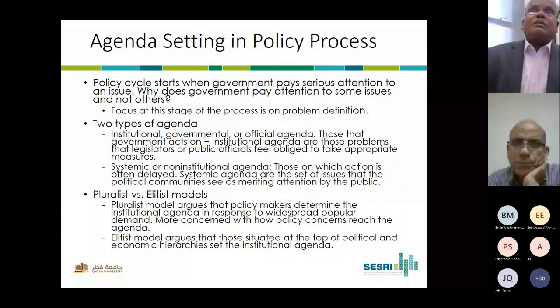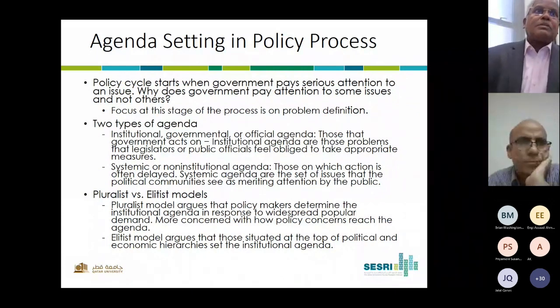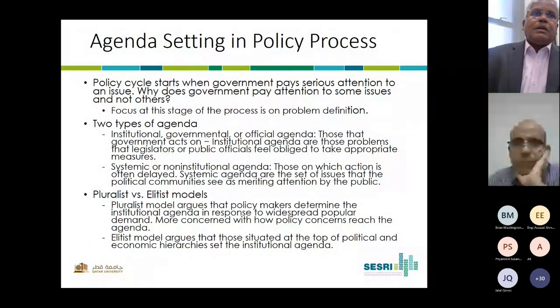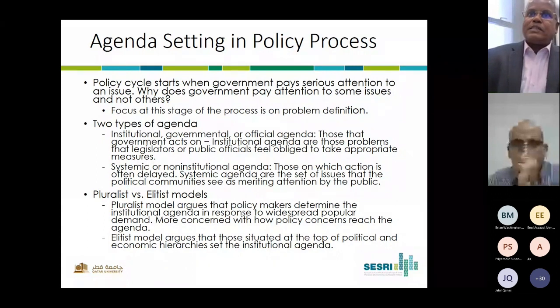In terms of models of the policy process, there are two models. One is the pluralistic model and the second is the elitist model. Pluralistic models argue that policymakers have to determine the institutional agenda in response to widespread popular demand, more concerned with how policy concerns reach the agenda. This is the pluralistic model that tries to take everyone into decision making and targets policy that will equally affect everyone. The second is the elitist model.